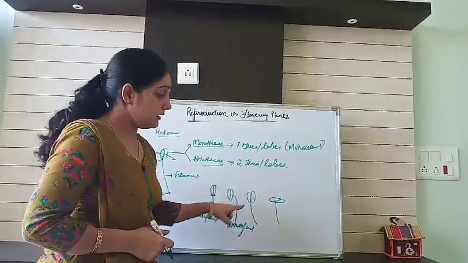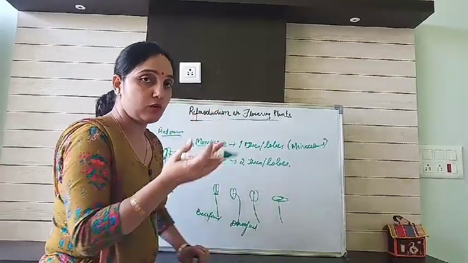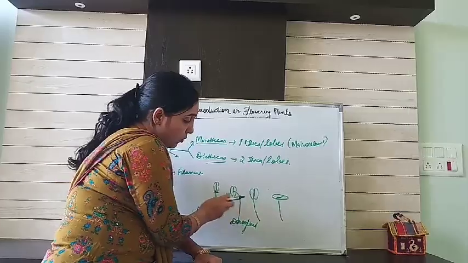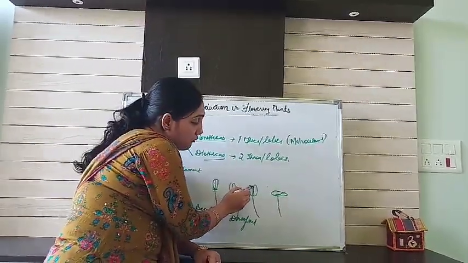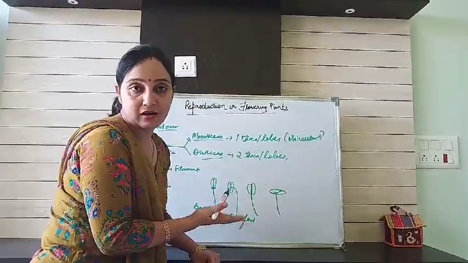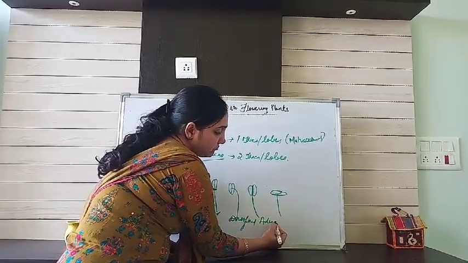Now this is where the adhesion occurs. I'll tell you later on what adhesion is. When the filament is attached to the anther from this adhesion portion, we call it the adnate type of fixation. So this is the adnate type.